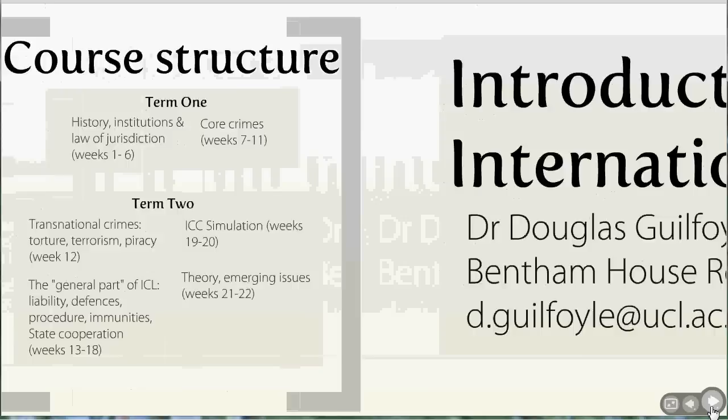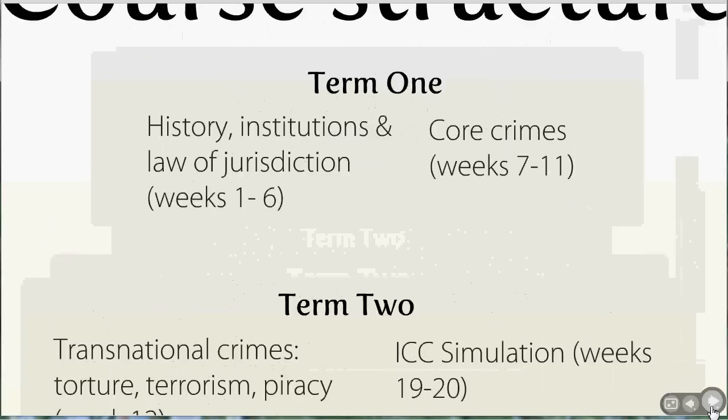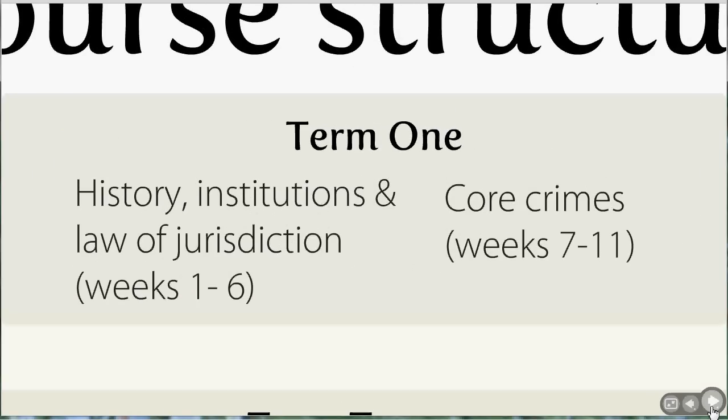In Term 1 we're going to focus for our first couple of weeks on the history and institutions of international criminal law, so we'll be looking at the various courts and tribunals that exist now and have existed, and also the fundamental law of jurisdiction governing when states can take responsibility for prosecuting international crimes. We'll then spend the second half of the term dealing with what we call the core crimes: genocide, war crimes, crimes against humanity, and aggression.